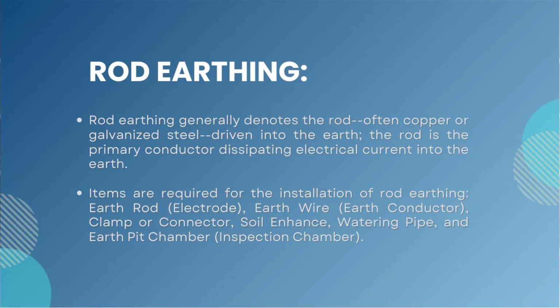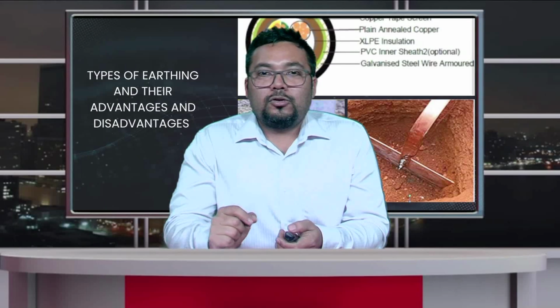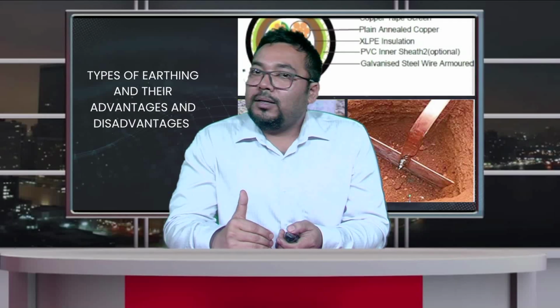The rod is the primary conductor dissipating electrical current into the earth. Many items are required in this installation of rod earthing at a site, such as earth rod, earth wire, clamp, connector, soil enhancer, a watering pipe, and earth pit chamber. So how does this kind of earthing work?